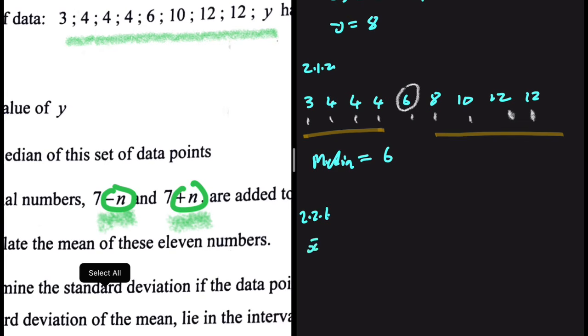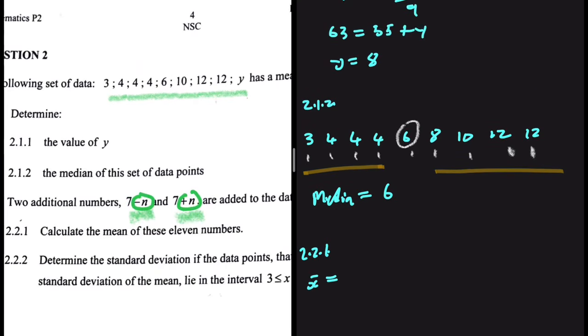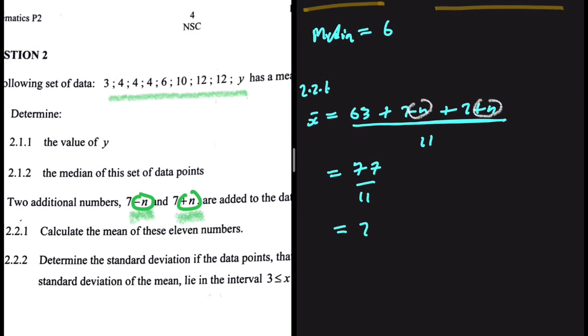We can say that the mean is equal to... We know fully well that before introducing these 2 additional numbers, the sum was 63. So now we can just simply say that 63 plus 7 minus n plus 7 plus n, divided by... Now we no longer have 9 terms, but we have 11. As you can see, minus n and plus n are going to cancel out. So the mean is just equal to 63 plus 7, 70, plus another 7, 77, divided by 11. That is just equal to 7. So our mean is 7.